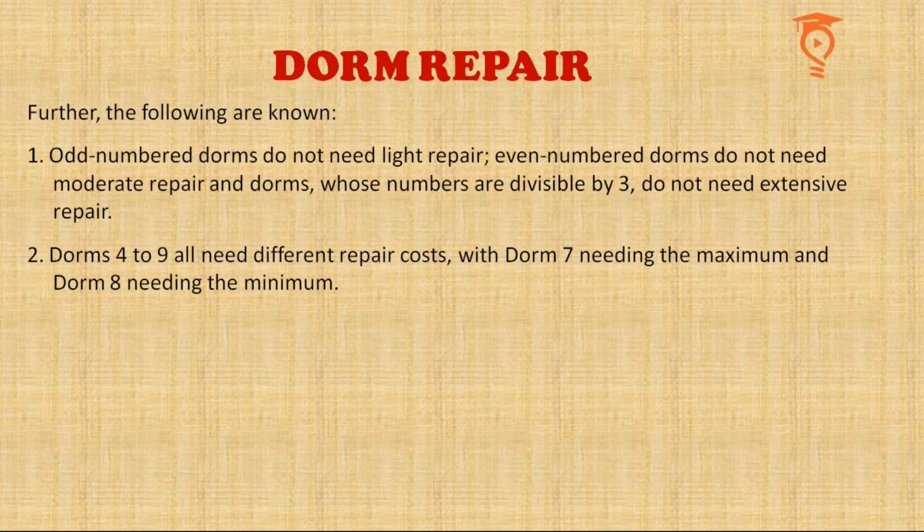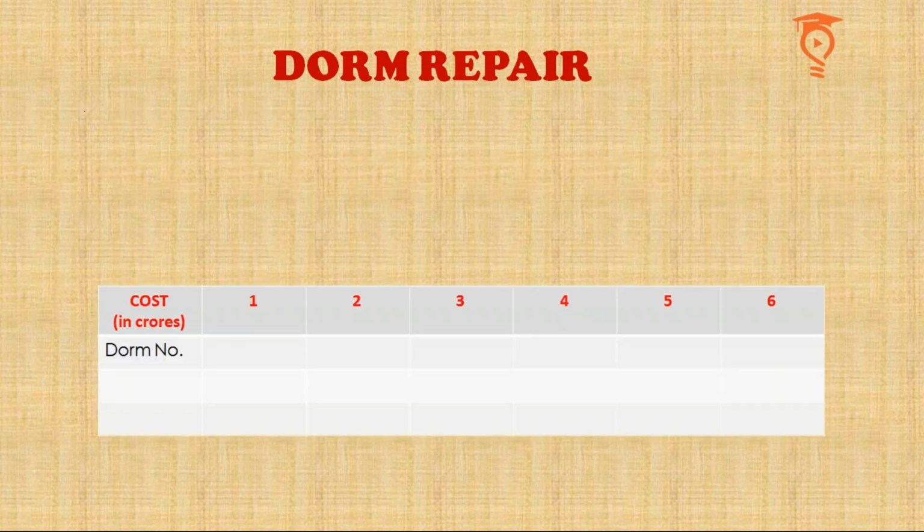Okay, so before moving on to the questions, we would like to simplify the data and organize something. There are three kinds of repairs: light, moderate, and extensive, extensive being the most expensive one. As per the points mentioned to us, no odd numbered DOM needs a light repair. That means only the even numbered DOMs, second, fourth, and so on. But there are only three DOMs, so we have to choose any three of these five even numbers.